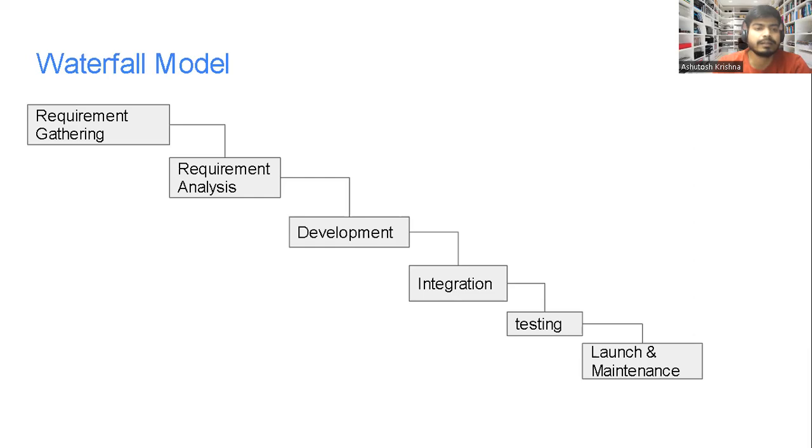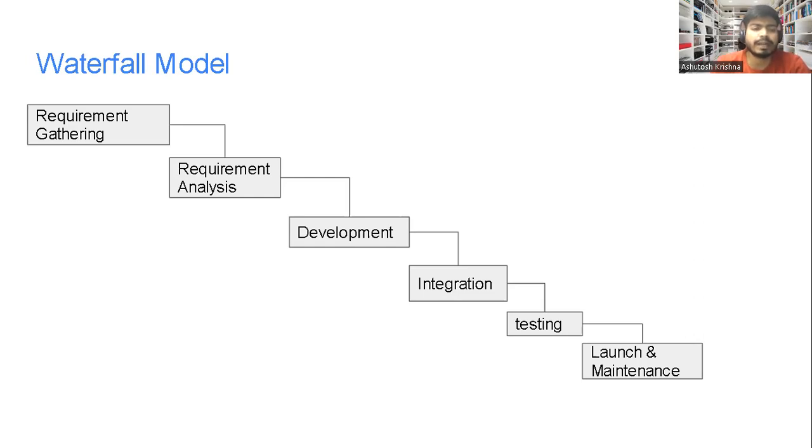Among those, this is the waterfall model. So what is a waterfall model? It is a type of SDLC model, and it has some phases in it. By following these phases, we develop any software or any application. So the first stage is requirement collection or requirement gathering.